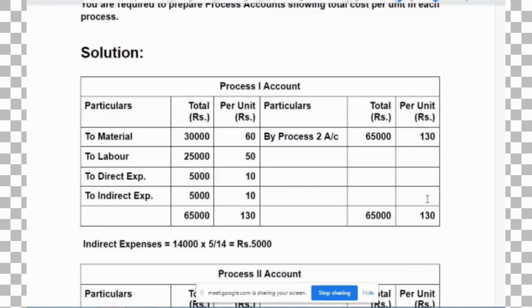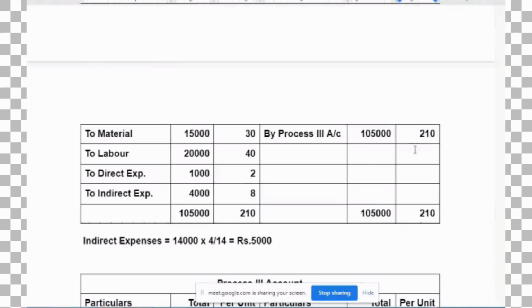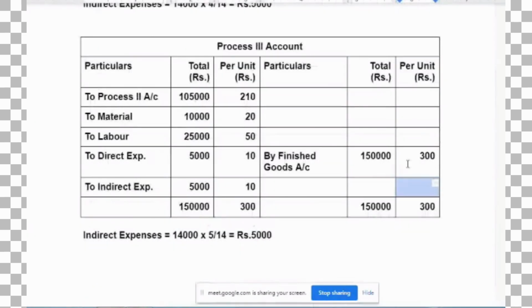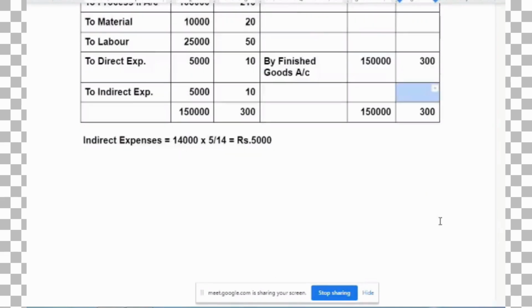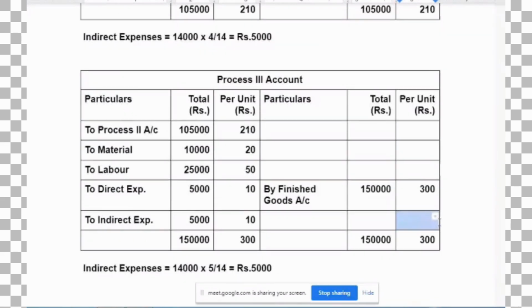If the cost in the first process was 130, then the unit cost became 210, and finally when the product was ready, the cost was 300 rupees. Now we can add the profit we want and sell it. So when the production activity goes through different processes, different stages, then we are required to prepare the process account, and in that kind of business process costing is applicable.